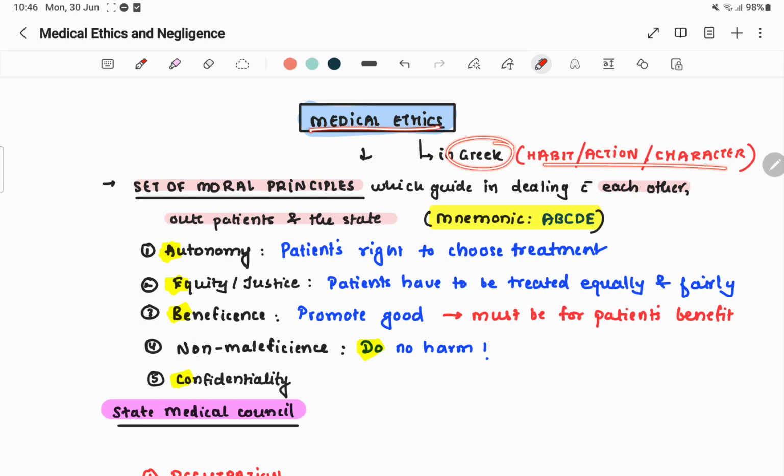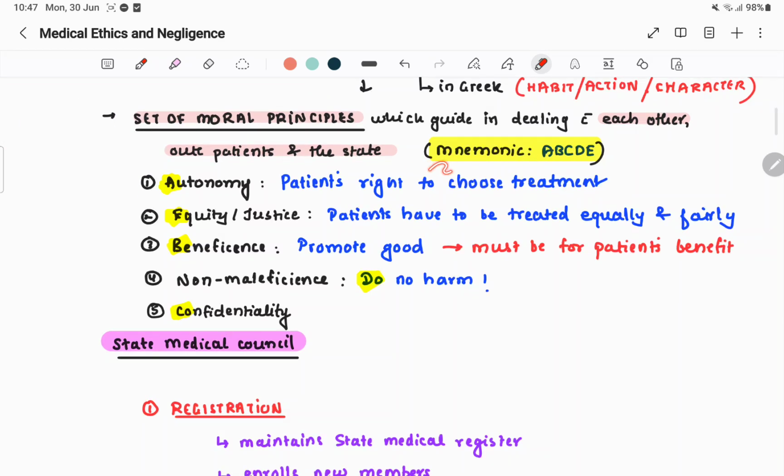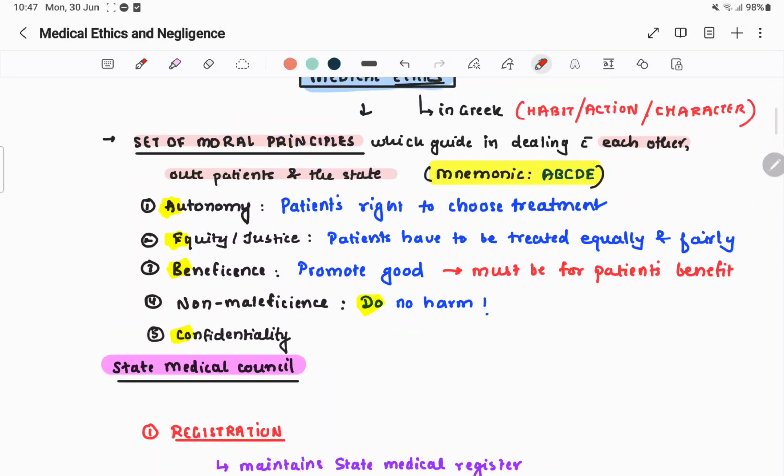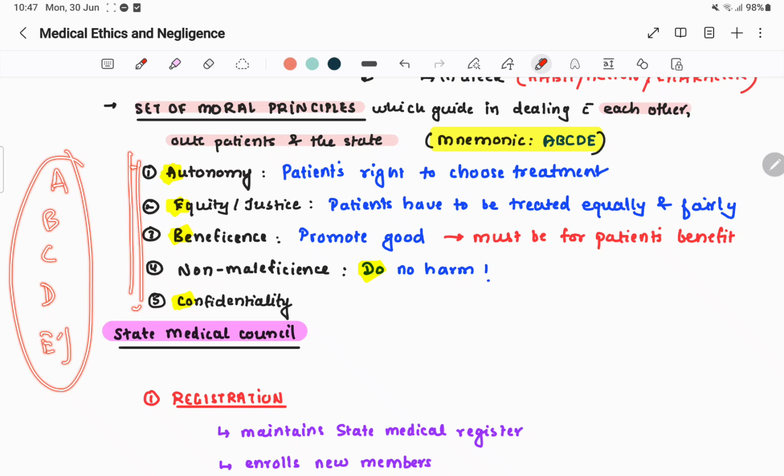Ethics in Greek means habit, action, or character. It's a set of moral principles which guides doctors in dealing with each other, with patients, and with the state. So, the doctor relationship: doctor-patient and doctor-state. A set of moral principles governing these relations is called medical ethics. Starting with the set of moral principles, we have A, B, C, D, and E. Some write A, B, C, D, J, or E, whatever you can.